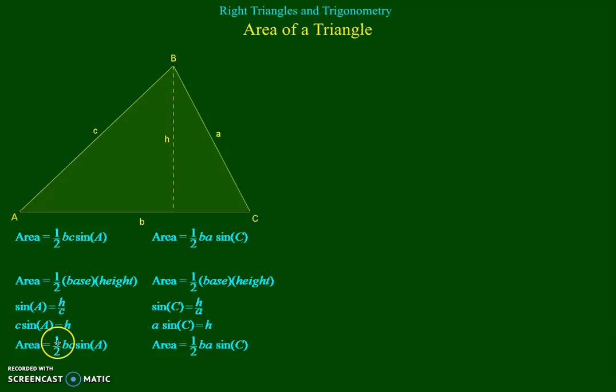Therefore, the area becomes 1/2 B, which is the base here, times the height, which is C sine A. Now, let's take the case where you know this angle and this side. In that case, again you have area equals 1/2 base times height. In this case now, this height value is going to be SOH: sine C equals H over A.